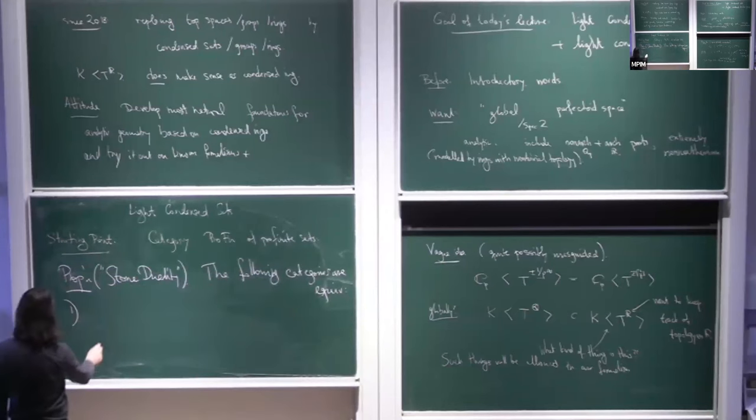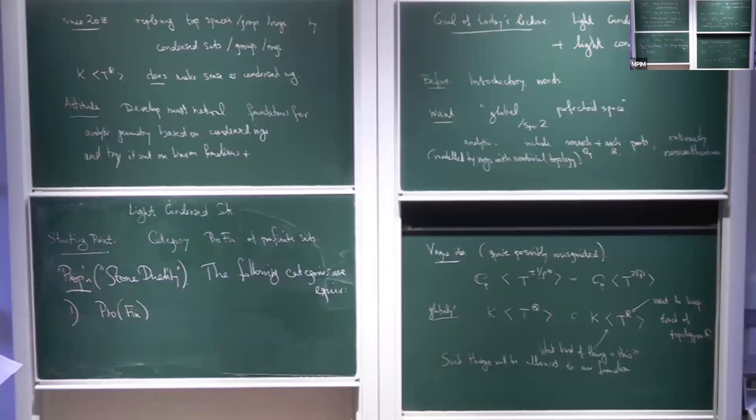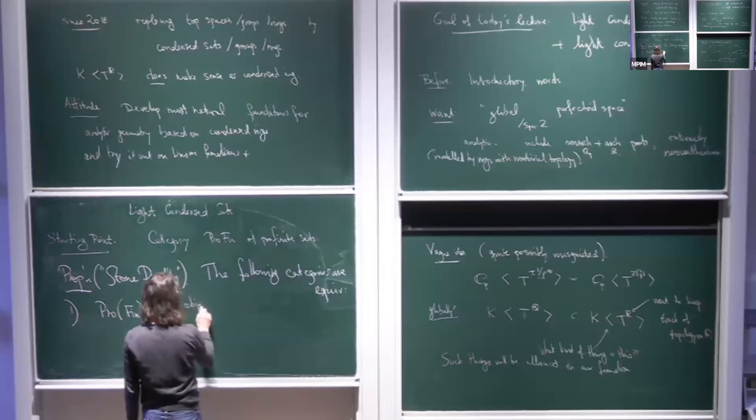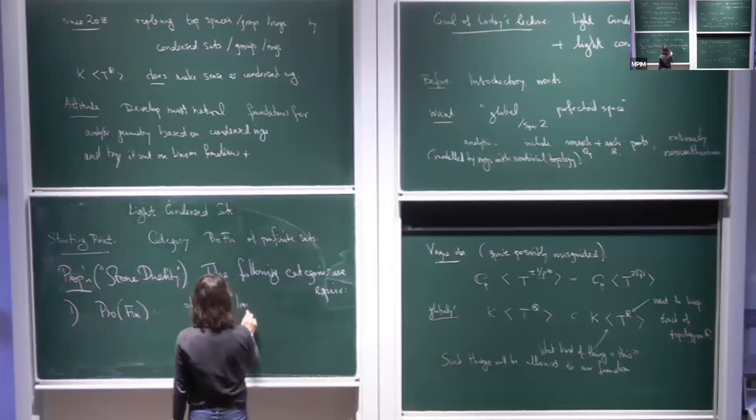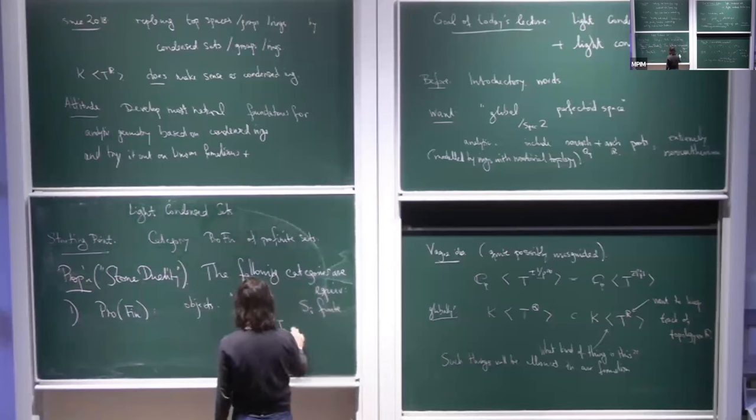So the first is the pro category of finite sets. In some sense, this is a purely combinatorial kind of category where the objects are just certain diagrams of finite sets. Formal inverse limits, where the S_i are just some finite sets, and I can be taken to be a cofiltered poset. So recall that this means that I is not empty, and whenever you have two elements in your poset, you can find one that is smaller.